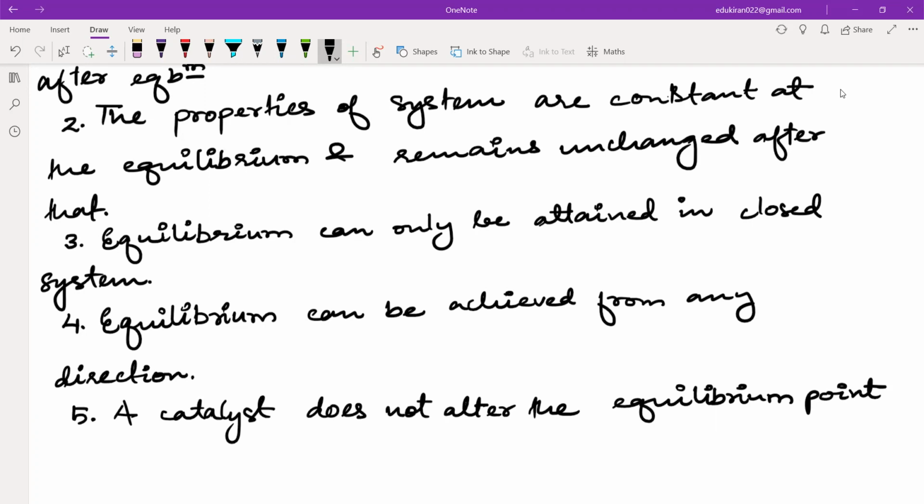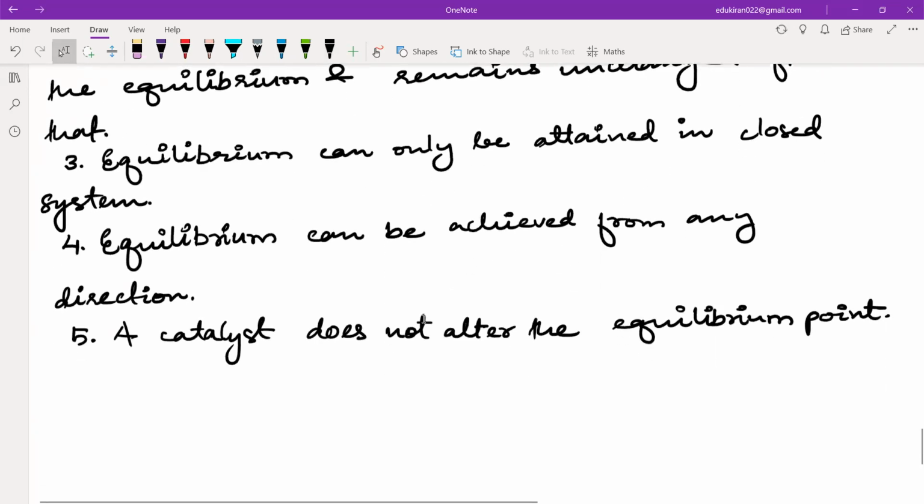What is the equilibrium point? The point that defines where the equilibrium has been established. That point will differ depending on, for example, pressure, such as vapor pressure, or concentration. But equilibrium has nothing to do with time. Catalyst has something to do with time.